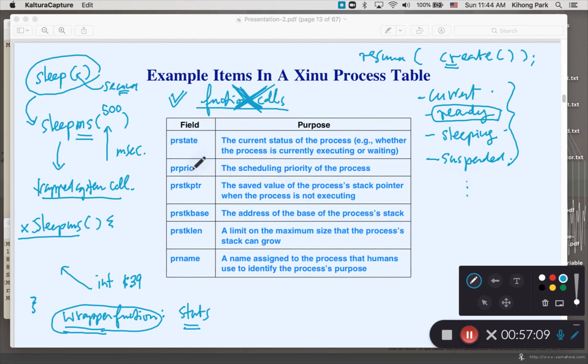We have a priority of a process. This field, ignore for the moment. It is important, and it has the term stack pointer there, which can be confusing. We will see what the role of this field is. For the moment, just ignore it.